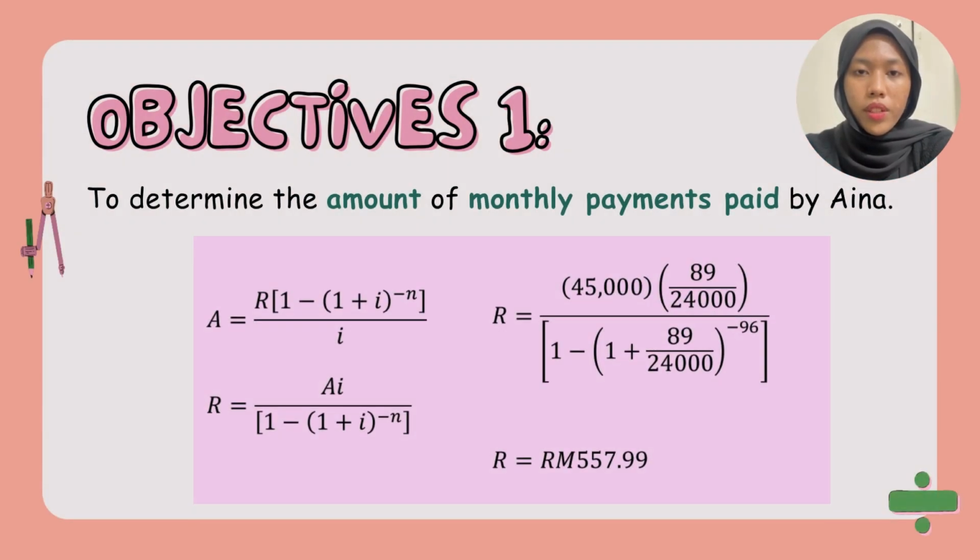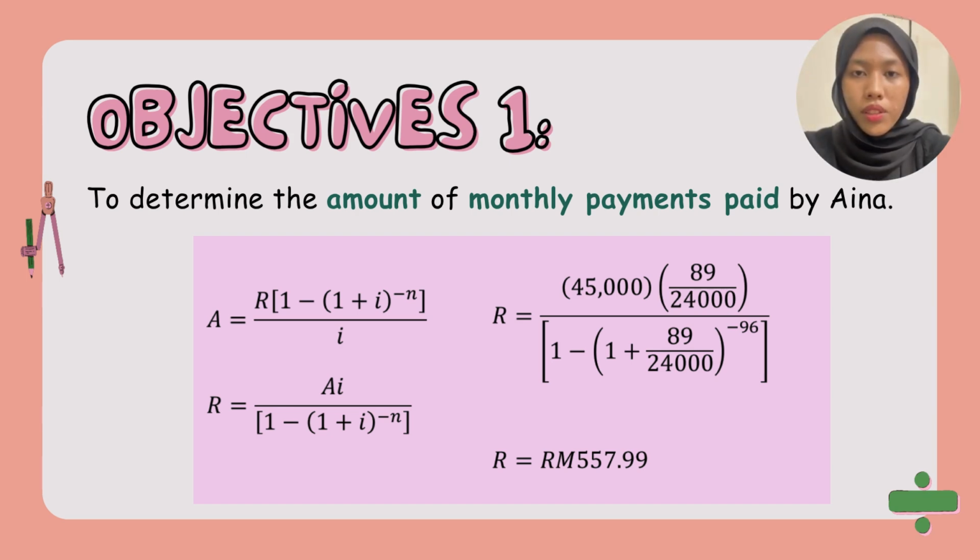For objective 1, we determine the amount of monthly payment paid by Aina. We start with the annuity formula: A equals R open bracket 1 minus open bracket 1 plus i close bracket to the power of negative n close bracket divided by i. To find the monthly payment, we rearrange the formula to R equals A i divided by open bracket 1 minus open bracket 1 plus i close bracket to the power of negative n close bracket.